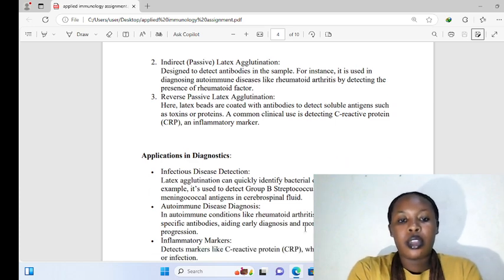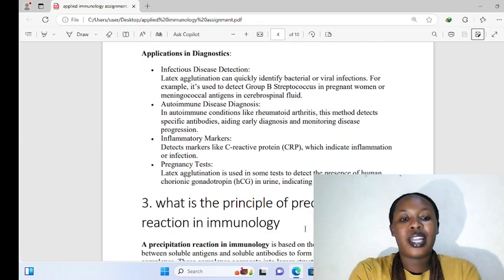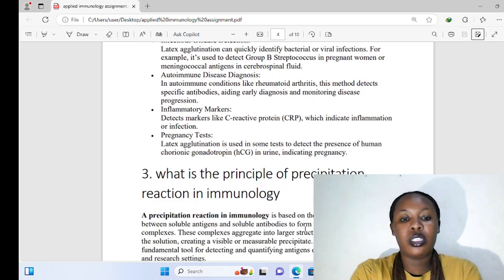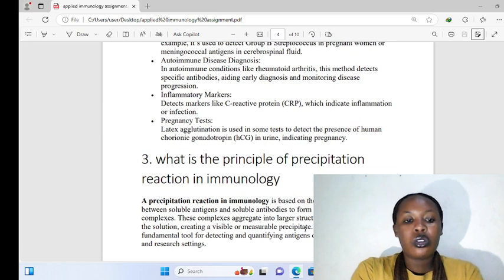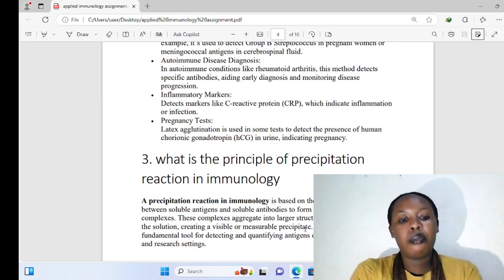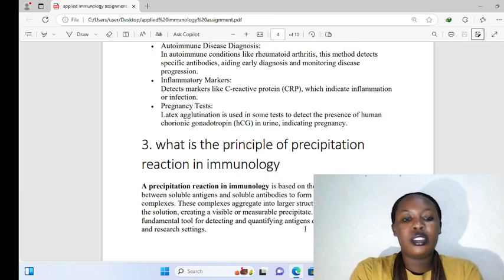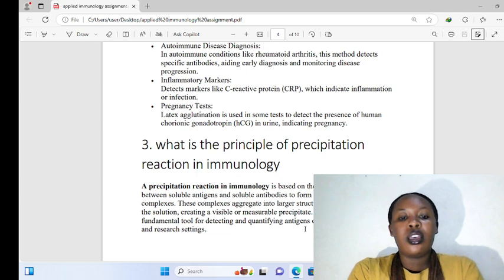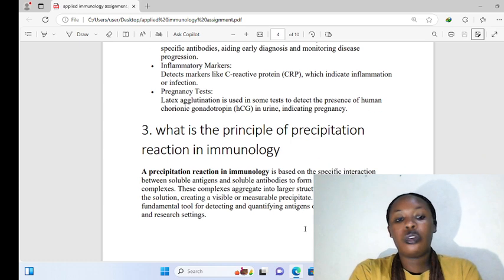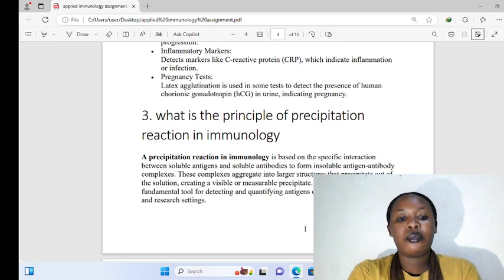Latex agglutination is applied in infectious disease detection, in autoimmune disease diagnosing, and also in inflammatory markers, to detect markers like C-reactive protein, which indicates inflammation or infection. It is also applied in the pregnancy test, where it detects human chorionic gonadotropin in urine.